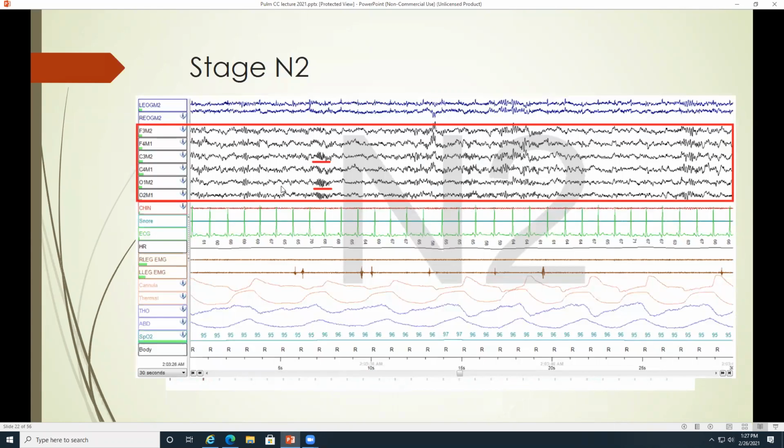So here, the sleep spindles stand out a little bit more. You get these darker, thicker areas. So when you see that, that's stage 2. This here is a small K complex right in the middle. But again, another example of stage 2.